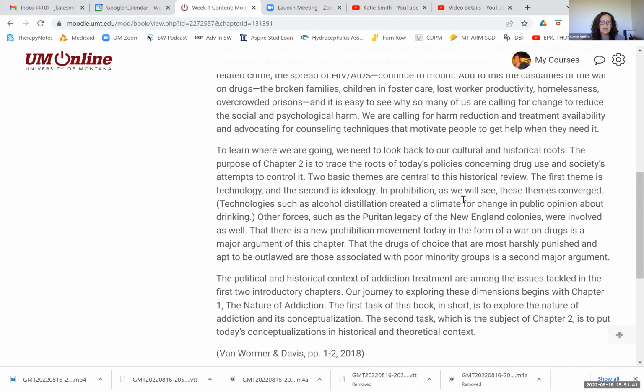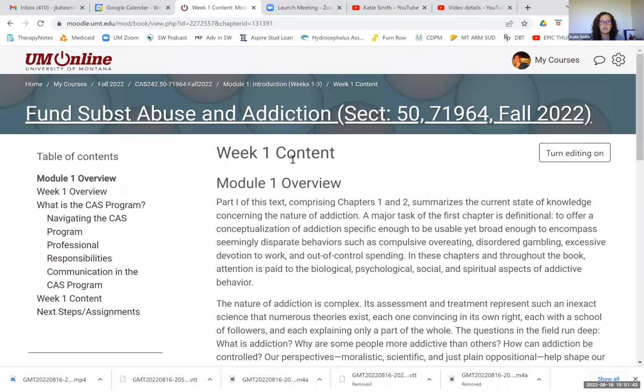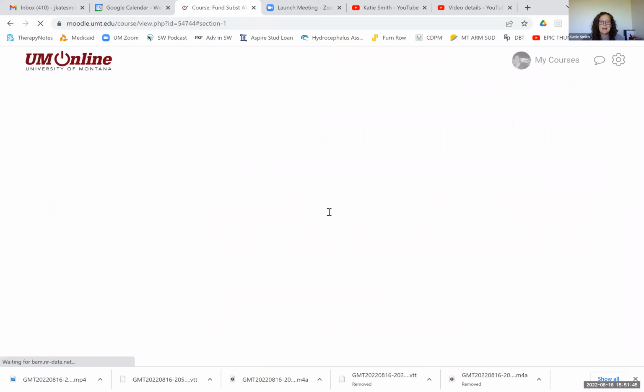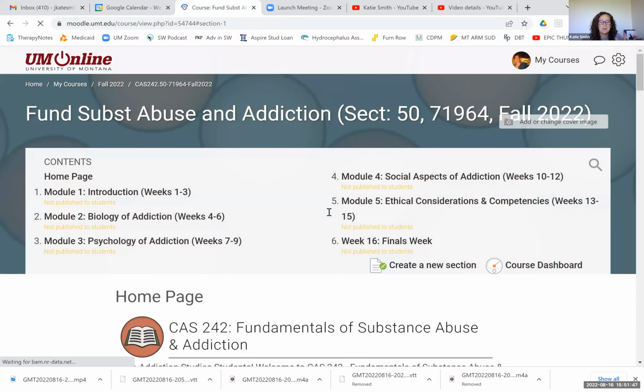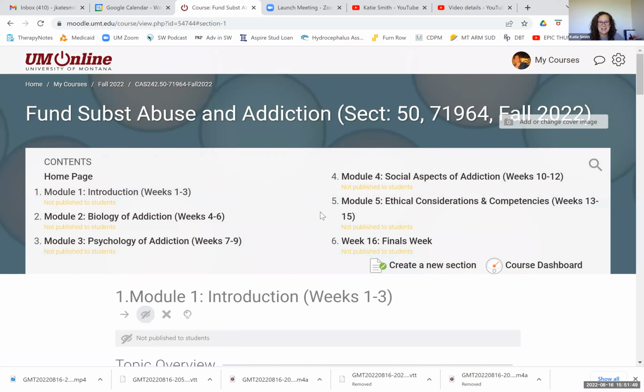So that's just a brief overview of what we're getting into during module 1. We'll take this week by week and really take off bigger chunks and engage in this material.